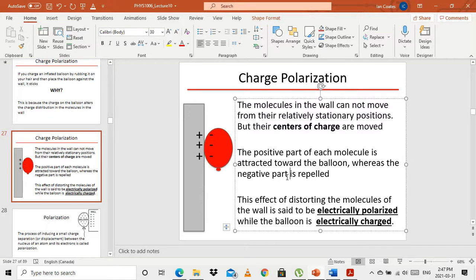The effect of distorting the molecules of the wall is said to be electrically polarized, while the balloon is electrically charged. Like the balloon is its own beast. It's floating around in the air. It's electrically charged. The wall is connected to the floor, which is then connected to the foundation and everywhere else. Okay, and it's not charged per se. The wall doesn't change the charge. It's just all the molecules kind of about face, and they line up in a certain way, all right, to accommodate the balloon. And we call this the electrically polarized.